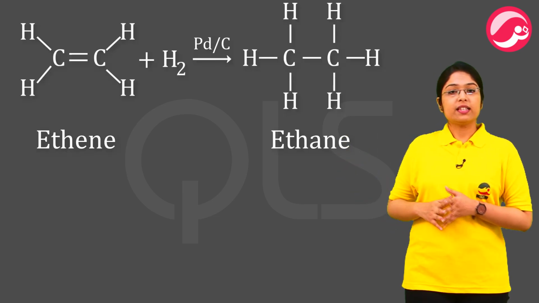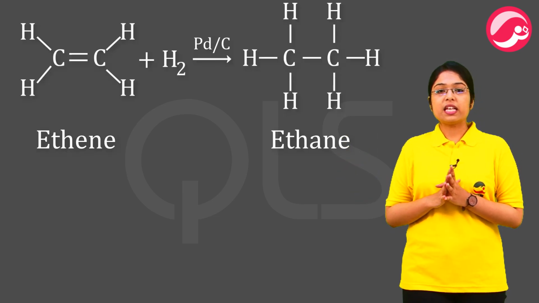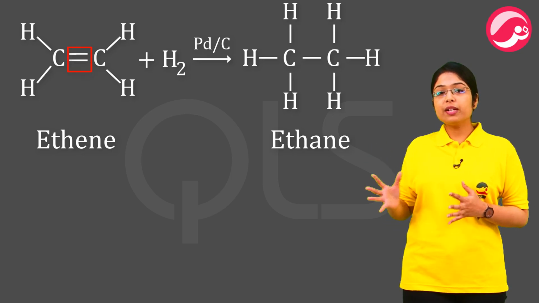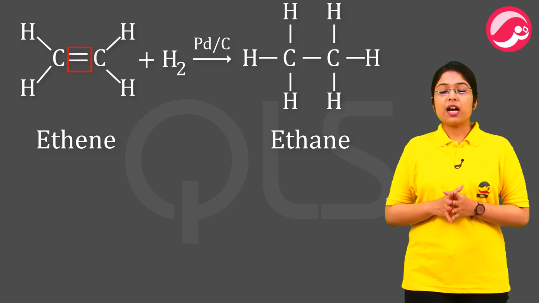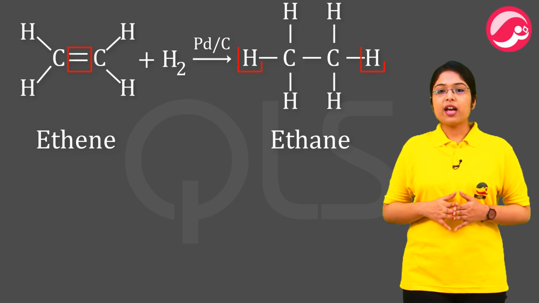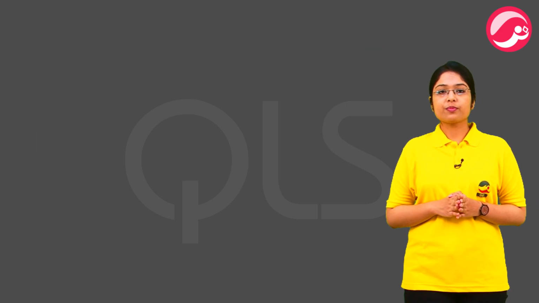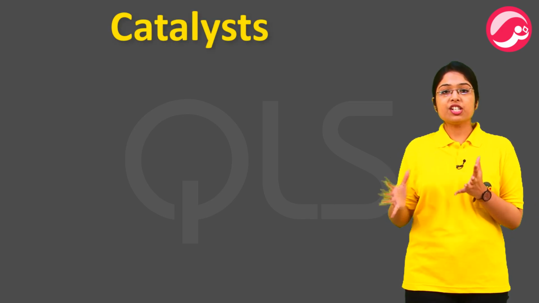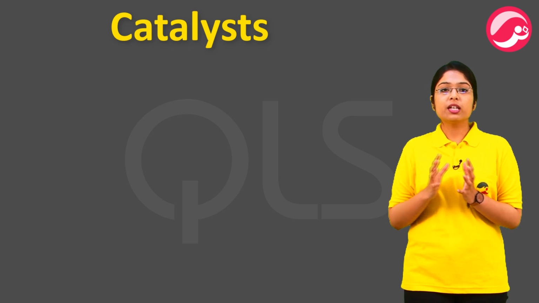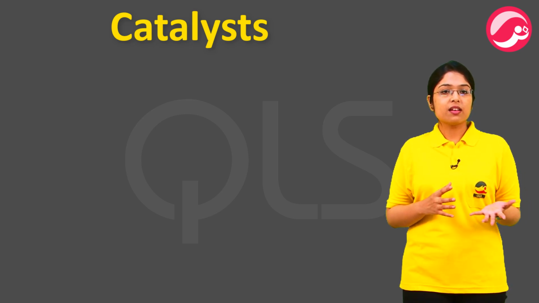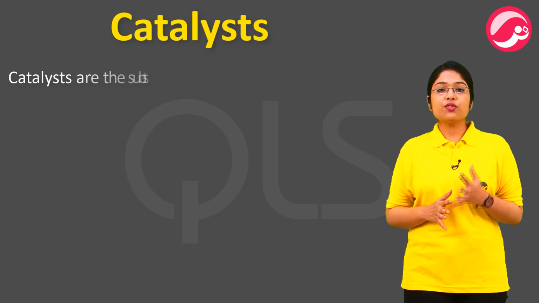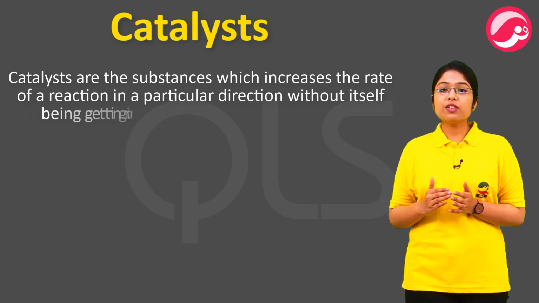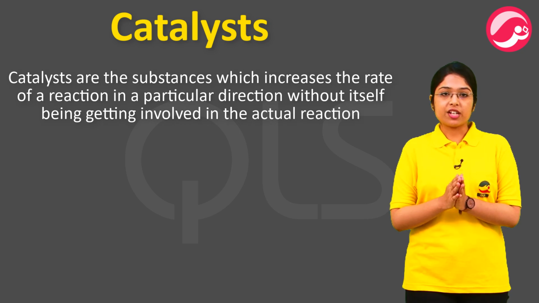Here you can see that hydrogenation of ethene is taking place in presence of palladium. The double bond between the carbon atoms is getting broken and replaced by two hydrogen atoms. Now, what are catalysts? हमने अभी देखा कि ये reaction, addition reaction catalyst के presence में complete होती है. But what are catalysts? Catalysts are the substances which increase the rate of reaction in a particular direction without itself being involved in the actual reaction.